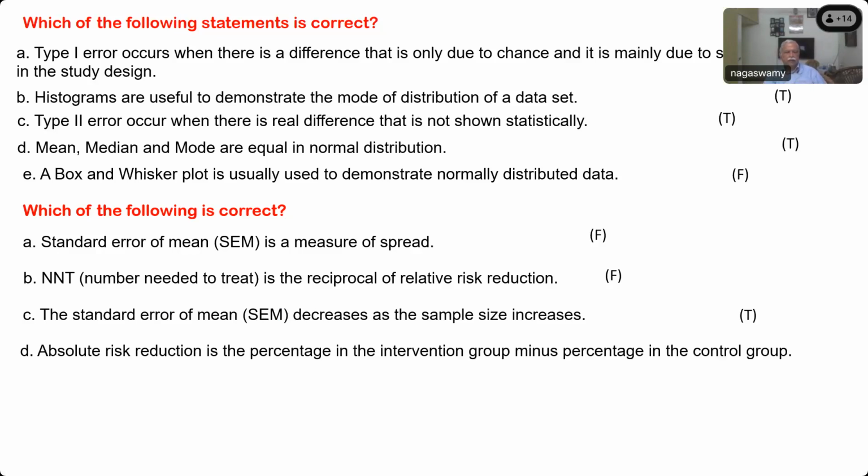Absolute risk reduction is the percentage in the intervention group minus the percentage in the control group. Control minus intervention. It's false. True. The reduction in percentage in the control group minus the percentage in the intervention group, that is called the absolute risk reduction. Risk is reduced.